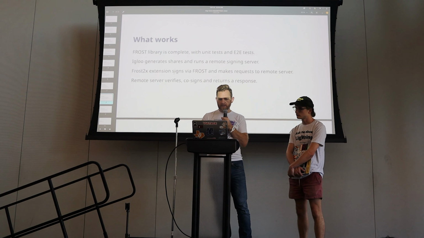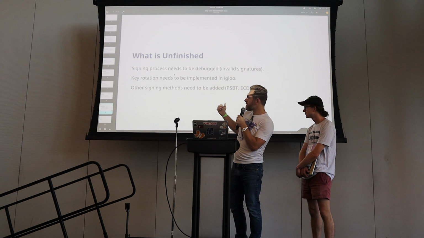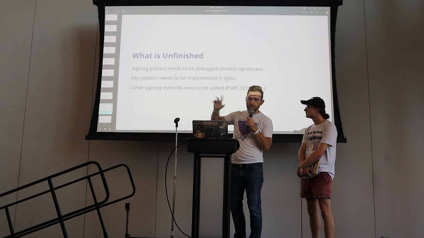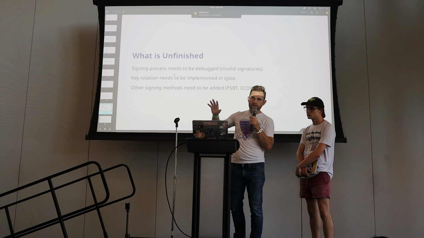But what is unfinished? So the process itself needs to be debugged. So the signatures are coming back invalid. We had to do some changes in order to distribute the shares and give you a good user experience when you're exporting these shares and importing them into your signing devices. So something about that broke the signing, and we just didn't have any time to debug it. So the whole process works, it's just you get an invalid signature, so it won't be a publishable note. And we still need to implement key rotation in Igloo. So we can generate the shares, but we don't have the rotation set up yet.